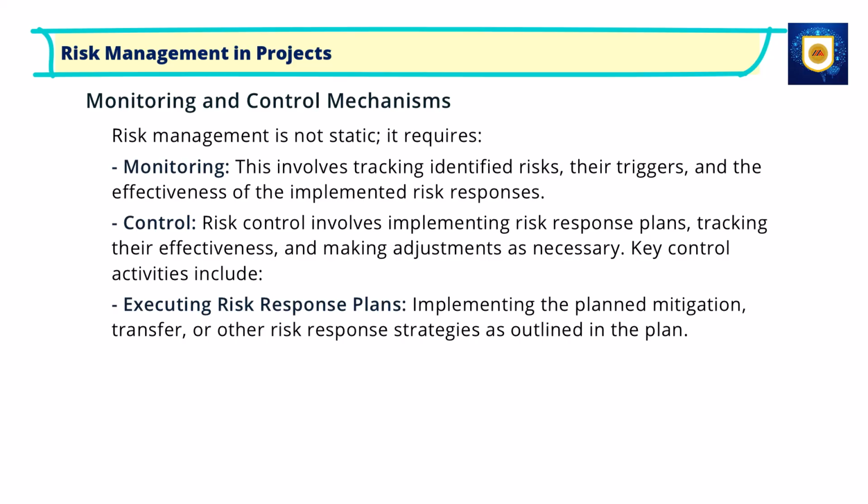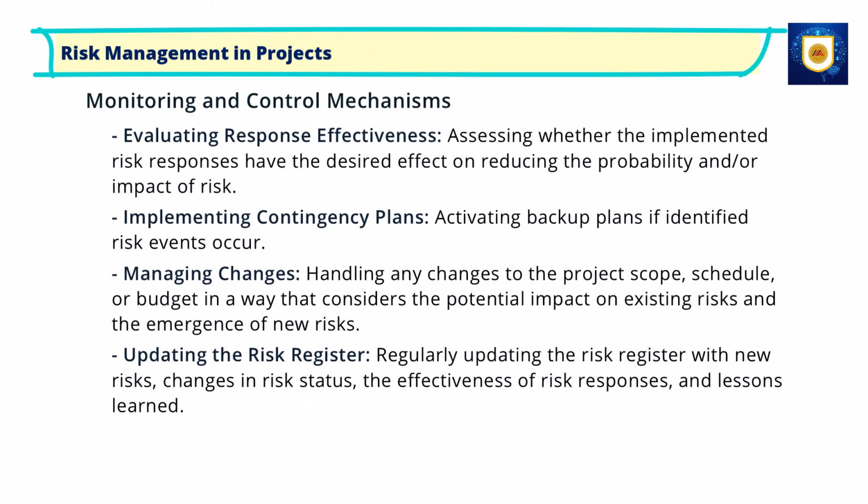Key control activities include executing risk response plans, implementing the planned mitigation, transfer, or other risk response strategies as outlined in the plan. Evaluating response effectiveness, assessing whether the implemented risk responses have the desired effect on reducing the probability and/or impact of risk. Implementing contingency plans, activating backup plans if identified risk events occur.